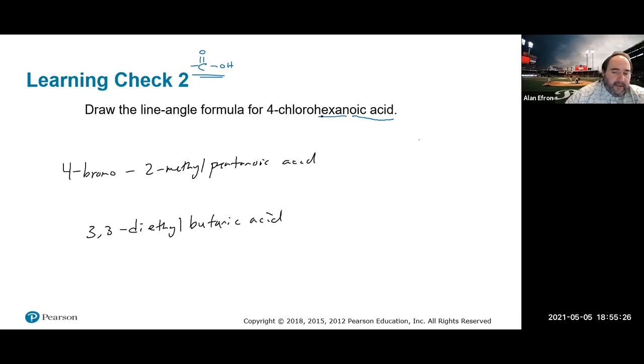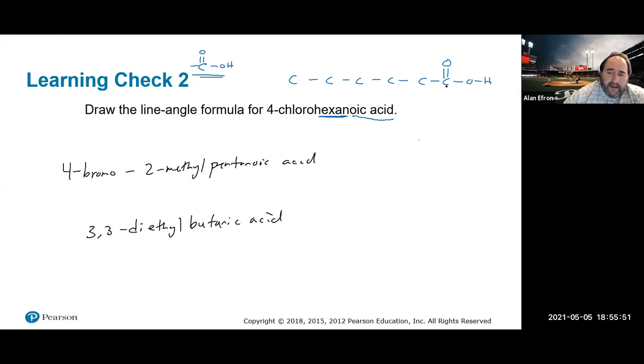The hexane part here tells us that it is 6 carbons. So again, much like anything else, you could just start with the 6 carbons. If I counted right, that looks like 6. Remember that it is the carboxylic acid group, which means it's got to be at the end. Since you're drawing, you could put it on the left-hand side or the right-hand side. I'm going to put that group on the right-hand side.